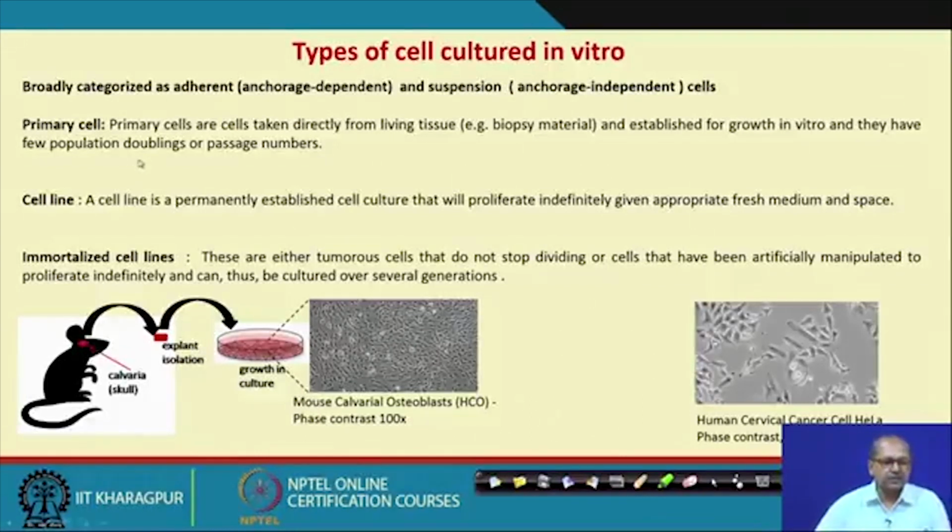So, what are the primary cells? Primary cells are cells taken directly from the living tissue or a biopsy material and established for growth in vitro, and they have a few population doublings and passage numbers. For example, this is a mouse, and we are taking the skull tissue for isolating osteoblast cells. But keep in mind, if you want to do any animal experiment or use human tissue samples, you have to take ethical clearance from the institute or organization.